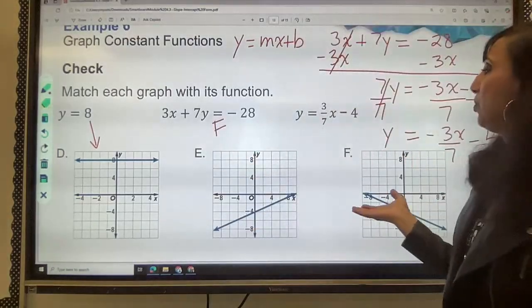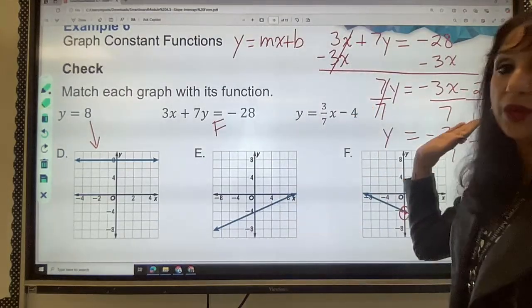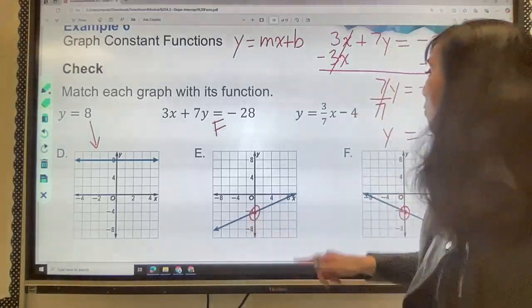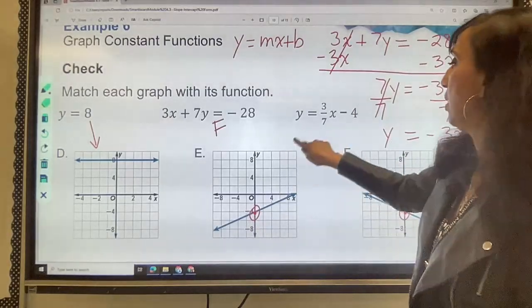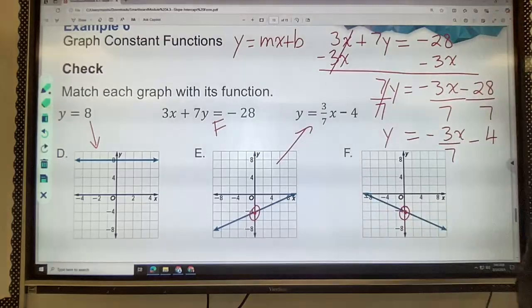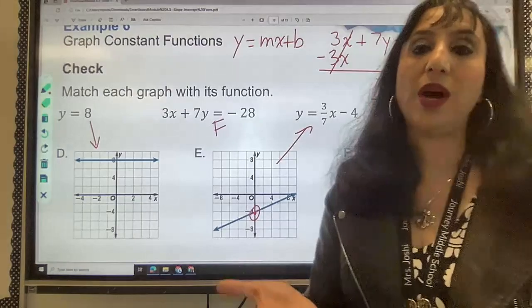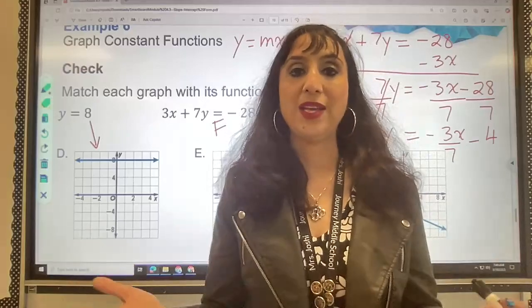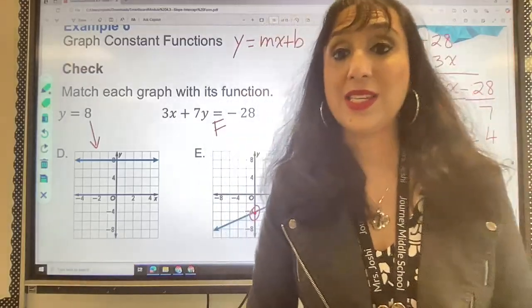And then what's the last one that I'm left with? This is the same thing, but this slope is going upwards. And we have -4 here, but again, we have 3 up and 7 right. So this slope goes with this function. Because as long as you know your y-intercept, you know what your slope is, it is easy to match the graph with its function. All right, one last problem now.